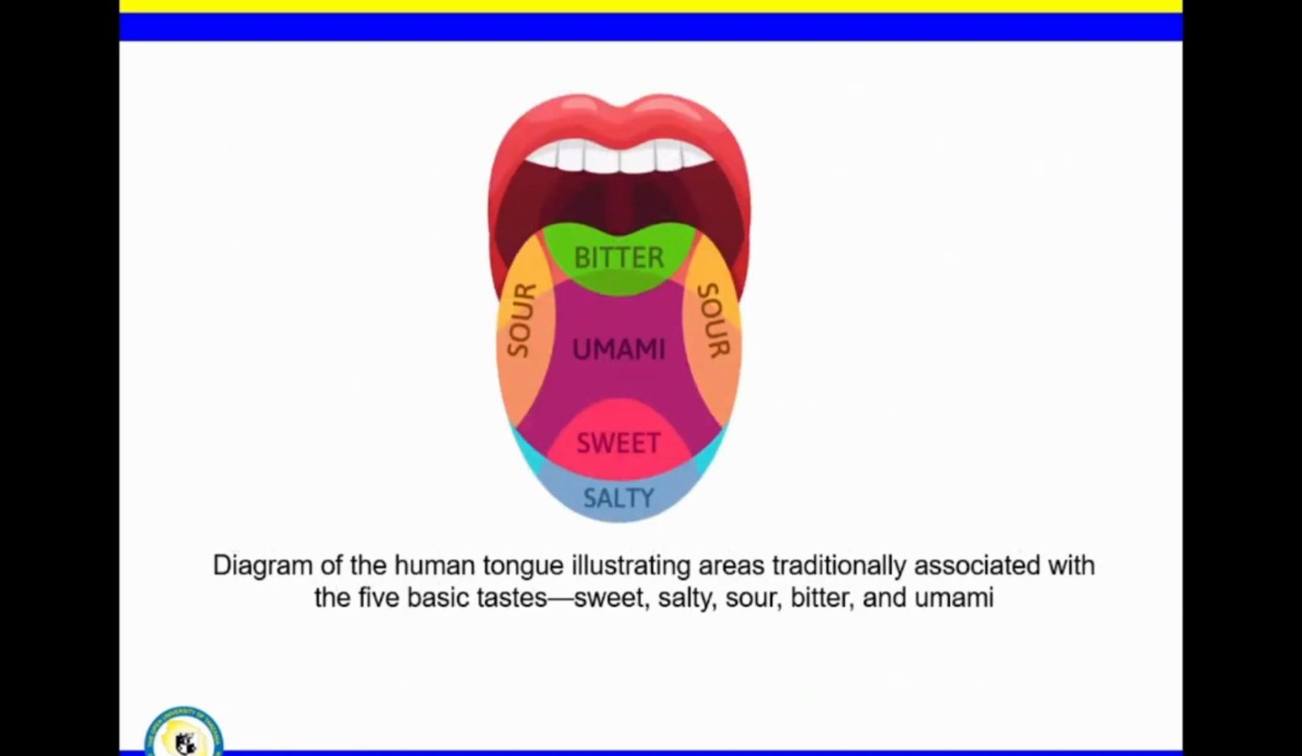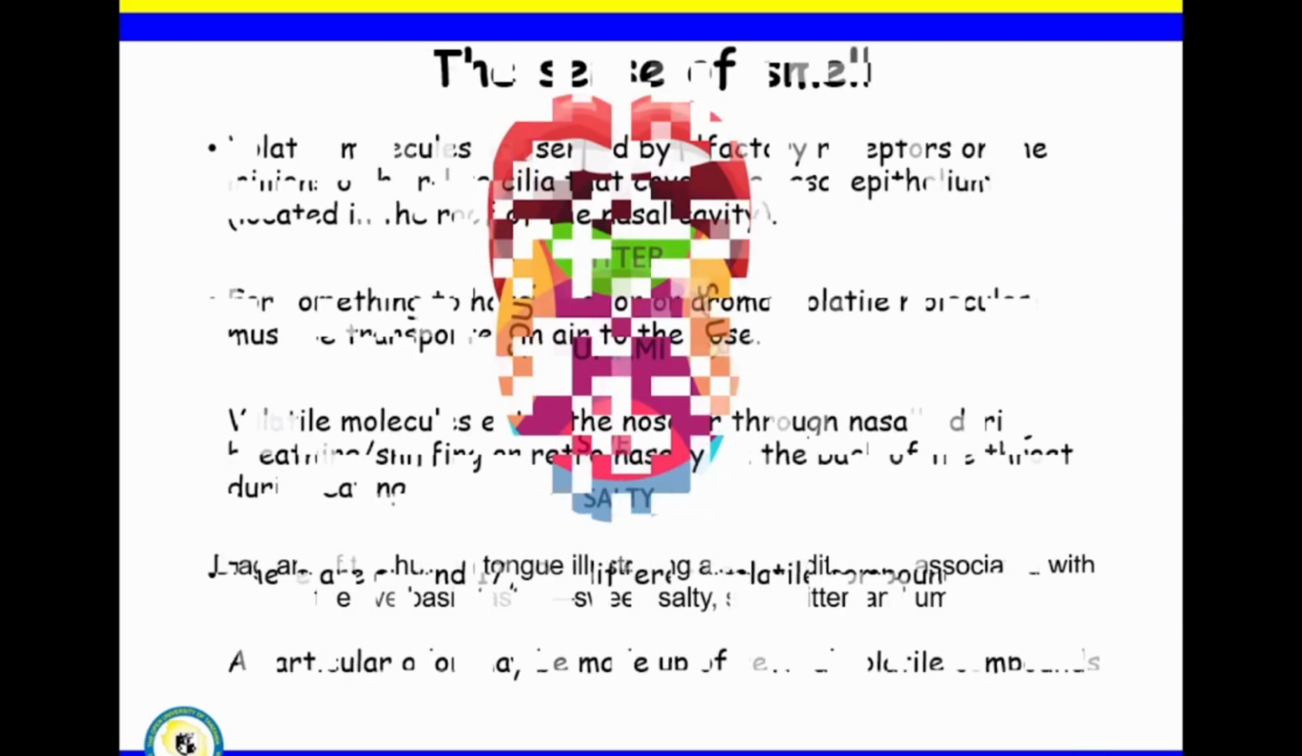So that is a diagram of a human tongue, illustrating areas traditionally associated with the 5 basic tastes: sweet, salty, sour, bitter, and umami. But remember, we have said that all tastes can be sensed on the whole tongue, but there are specific areas that are very sensitive to certain characteristics. So that is the image. I just got it from the internet. You can also search and you will see it and get more information from the internet.